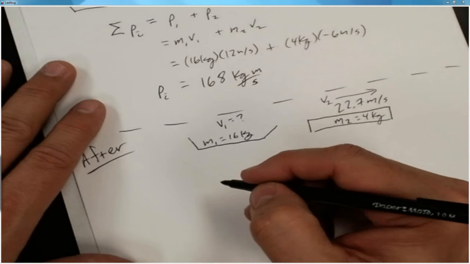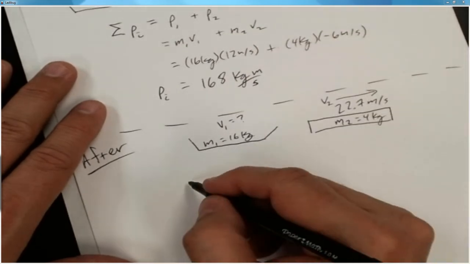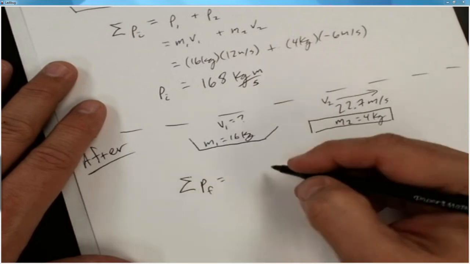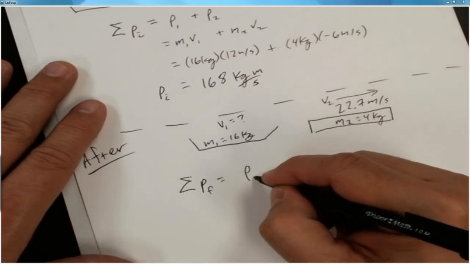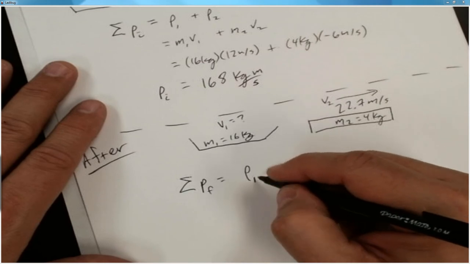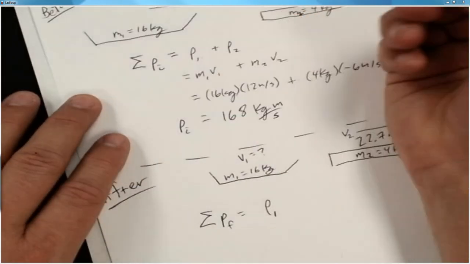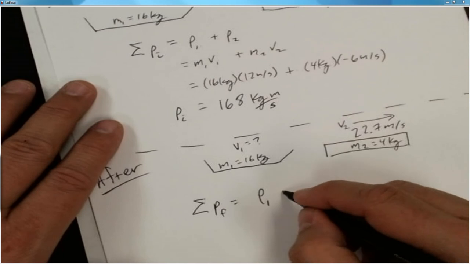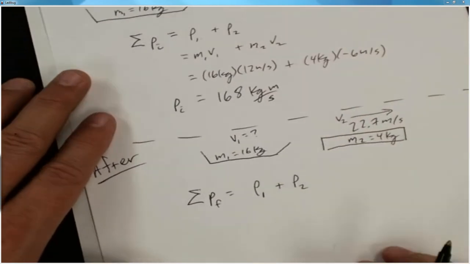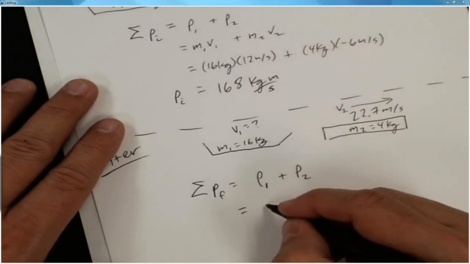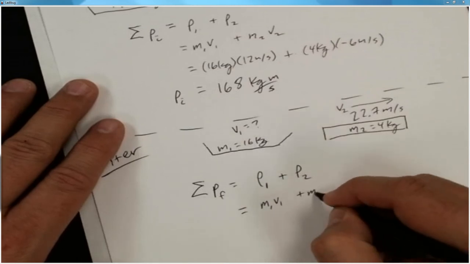So the sum of all momentums finally is going to be the momentum 1, I should say initial here, but I don't want to get all crazy. Momentum 1 plus momentum 2. So that's going to be equal to M1V1 plus M2V2.